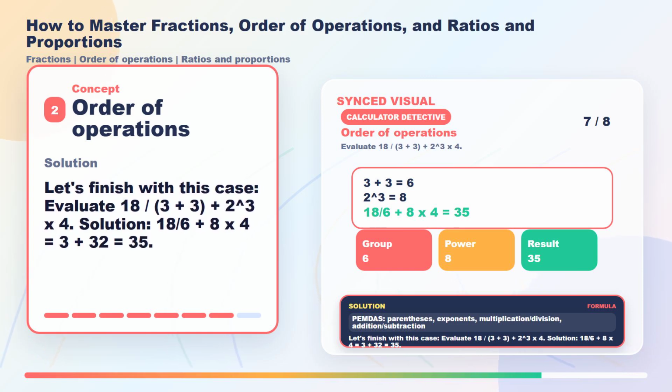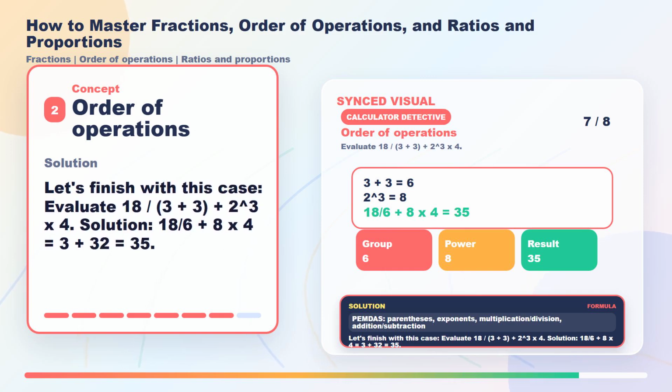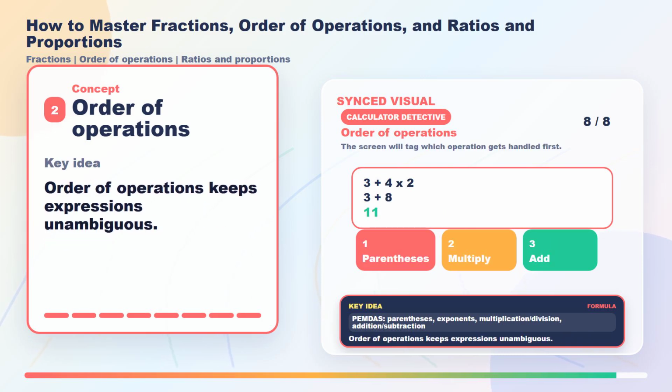Evaluate 18 divided by 3 plus (3 plus 2) times 4. The solution is 18 divided by 3 plus 5 times 4 equals 3 plus 20 equals 23. This case checks whether you can still use the model when the numbers are less friendly. The order is what keeps one expression from having two answers. Order of operations keeps expressions unambiguous.